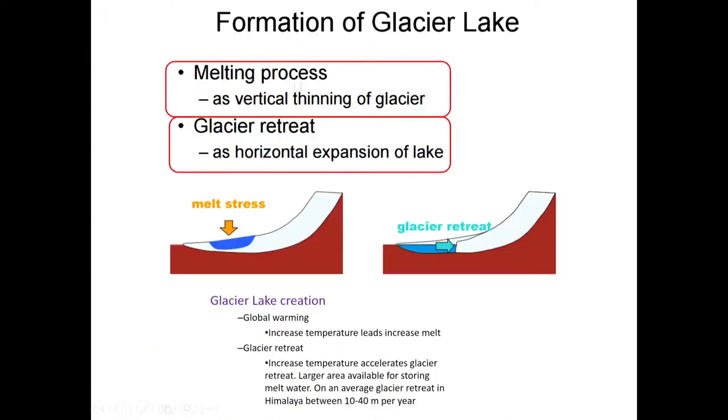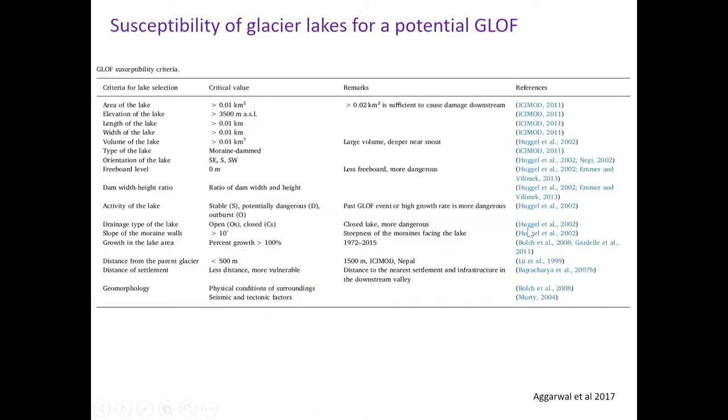Because of the formation of the lakes, what will happen? If it is a supraglacial lake, it will increase the melting of the glacier. If it is a moraine dam lake, then it will push the glacier and it will have more melting here, so the glacier will retreat as well due to formation of these lakes.